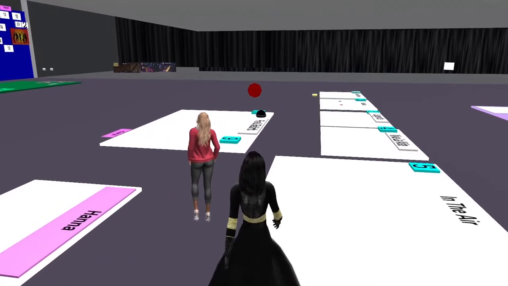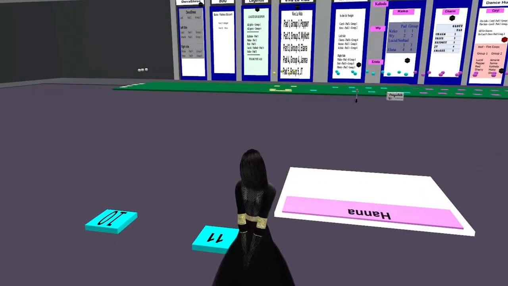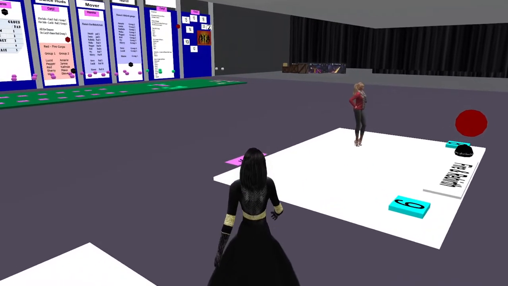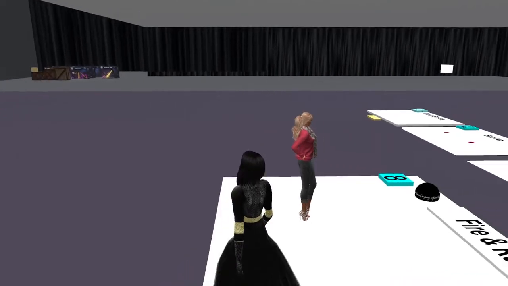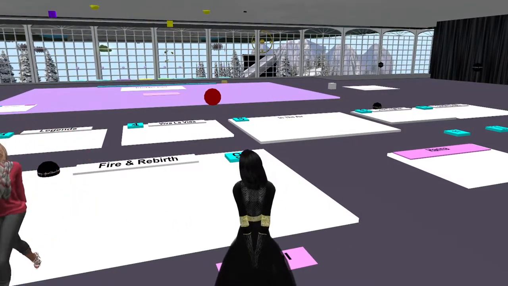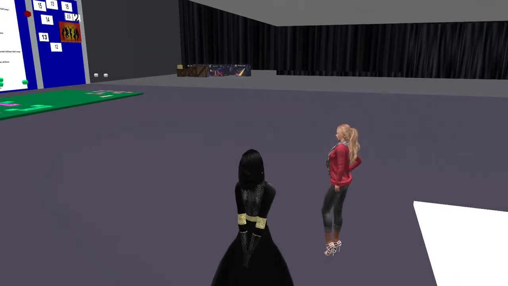Back, I think, over here. Where is eight? I don't remember where eight is exactly. Oh, in this case, Fire and Rebirth are both eight and nine, so they would be getting over here. So it looks complicated, but once the dancers understand the system, they just jump right from one to the next.